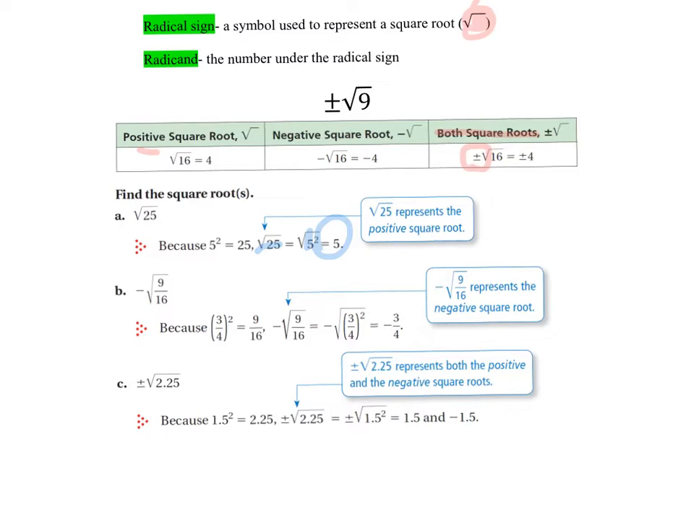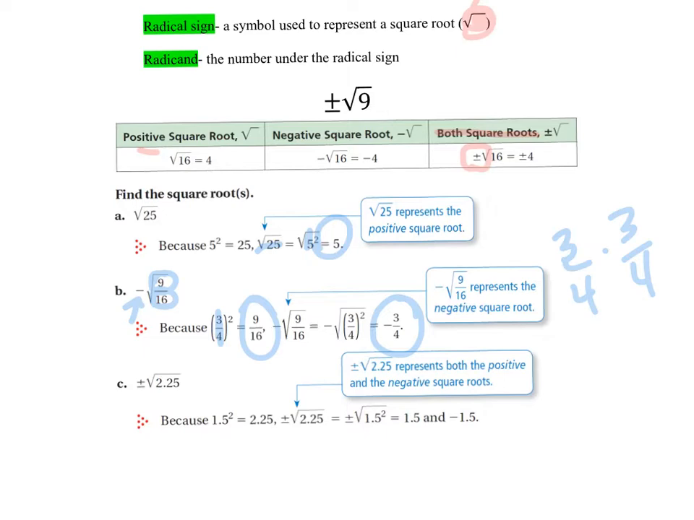If you have negative root 9/16, you look at your numerator and your denominator and say, okay, they're both perfect squares. So the square root of 9/16 is going to be 3/4, because if you took 3/4 and you squared it, meaning you took 3/4 times 3/4, you're going to get 9/16. But because you have that negative sign out in front, it wants that negative root. So your answer for this one is going to be negative 3/4.